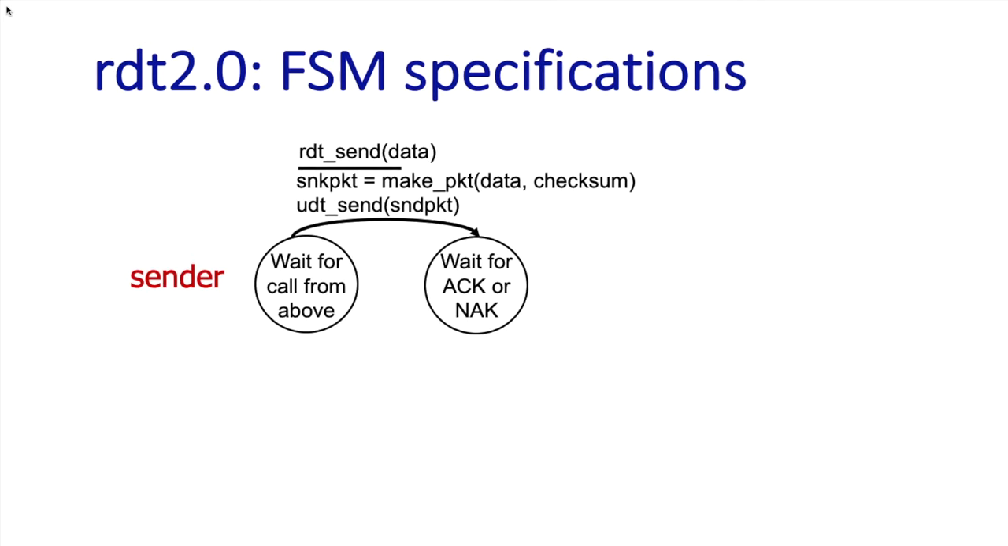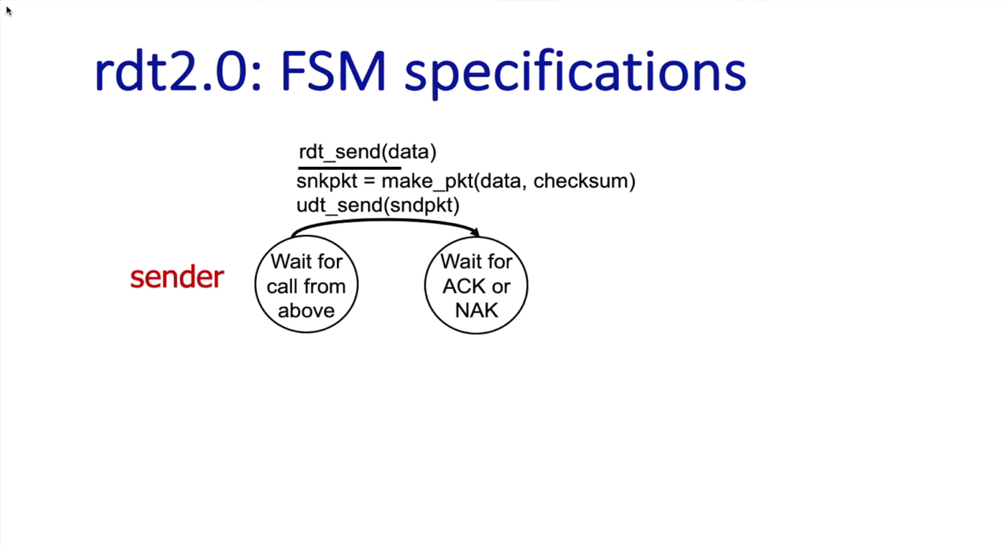Let's now take a look at RDT 2.0 in operation for the case that there are no bit errors detected. The sender and the receiver start in the red states that are shown here, their initial states, and the first action that happens is that RDT send is called. Data is passed down from the application layer at the sender side. The sender creates a packet and sends that packet via UDT send over to the receiver.